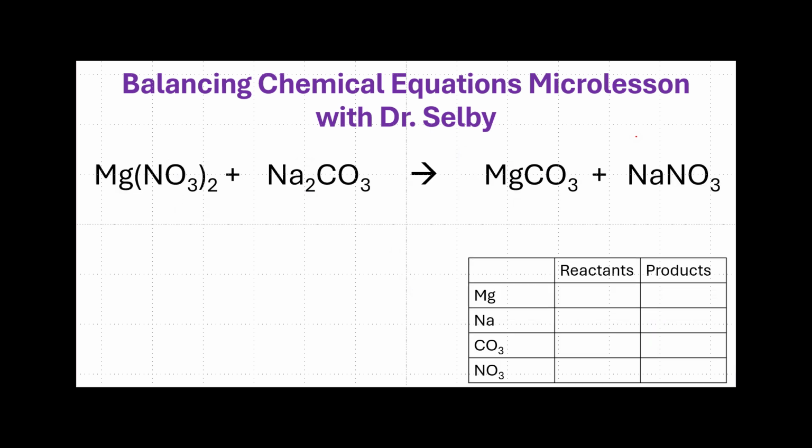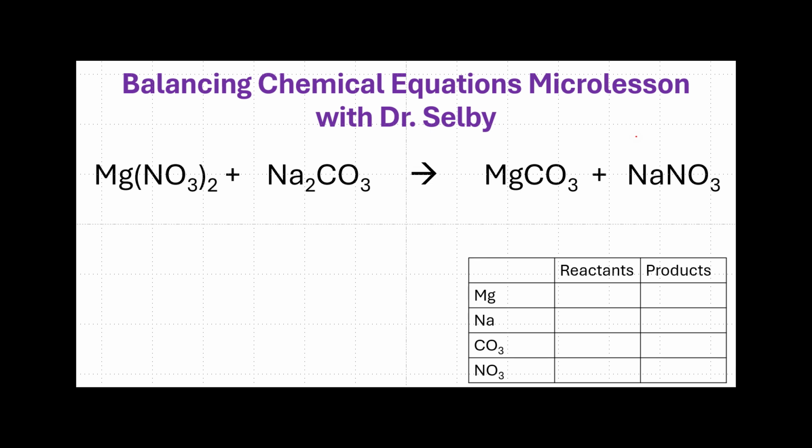In this example, I'm looking at a reaction that occurs with both of the reactants in solution. So dissolve some magnesium nitrate in water in one container, dissolve some sodium carbonate in water in another container, and then we're mixing them together. And so this all occurs in aqueous solution.